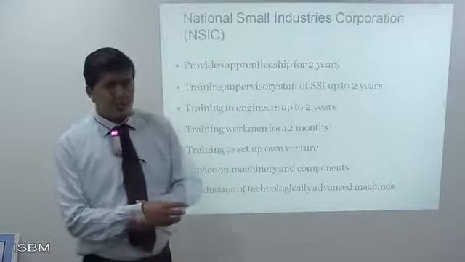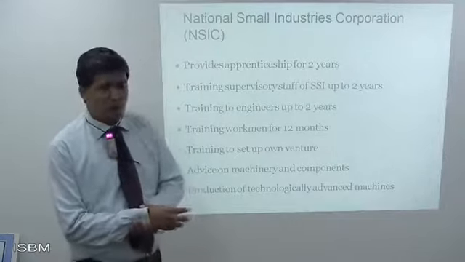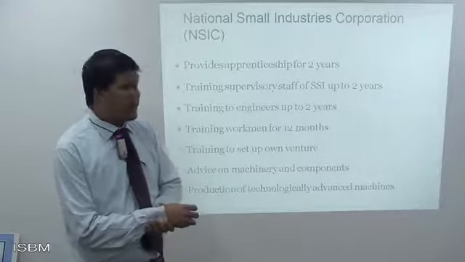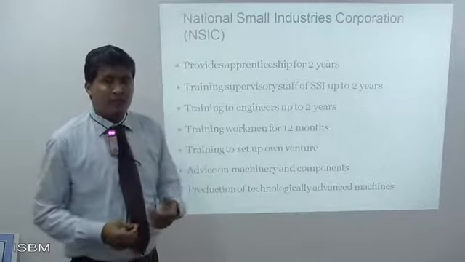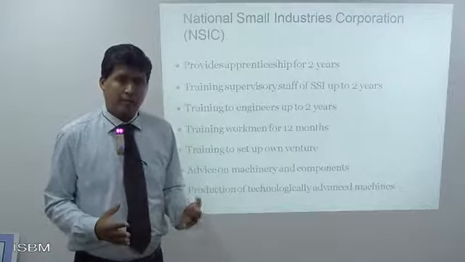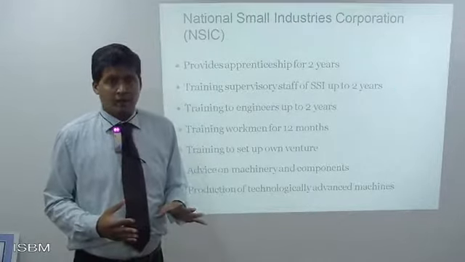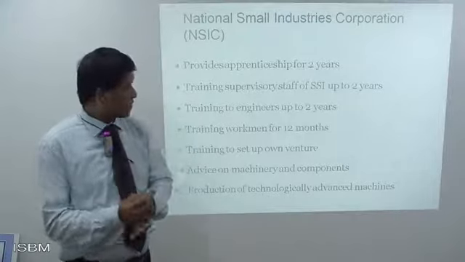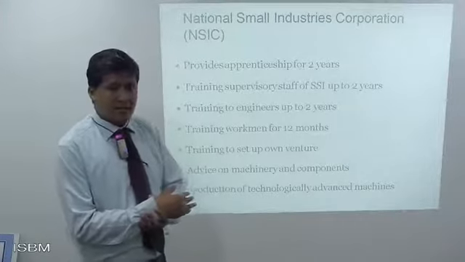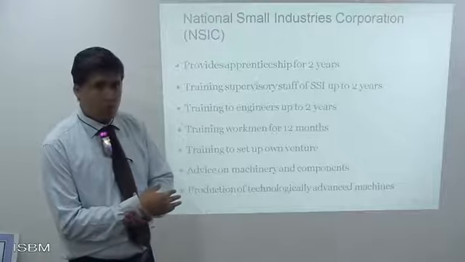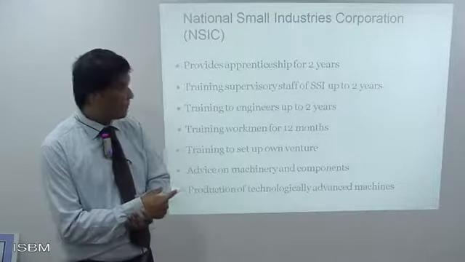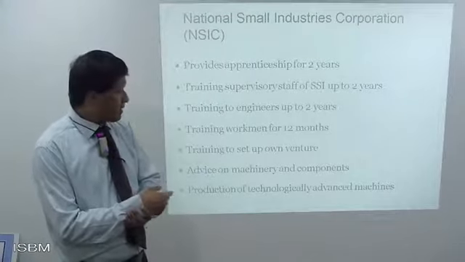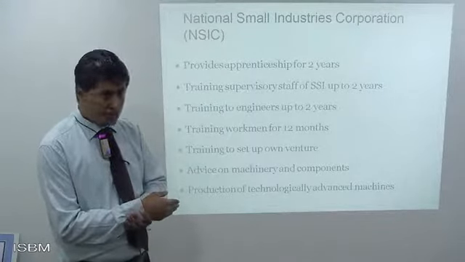The National Small Industries Corporation, or NSIC, provides apprenticeship for 2 years. Now this is a long laid out program. The earlier bodies, some were 3 months, some were OJTs, but this is a laid out program, apprenticeship 2 years. Training supervisory staff of SSIs up to 2 years, eligibility. Training to engineers up to 2 years. Training workmen for 12 months.